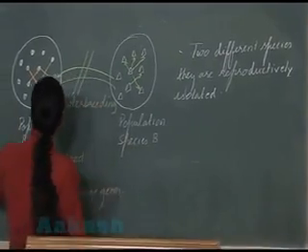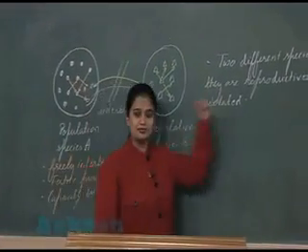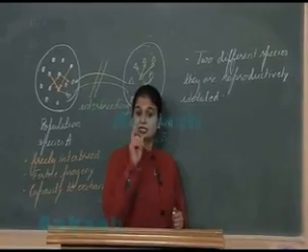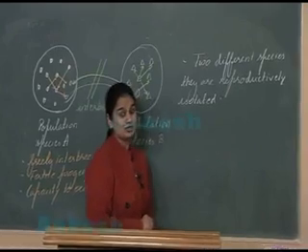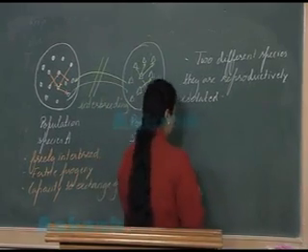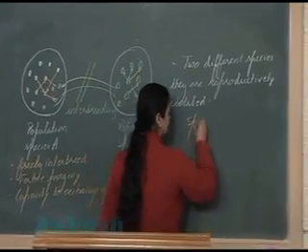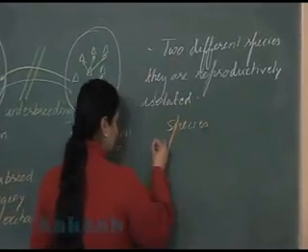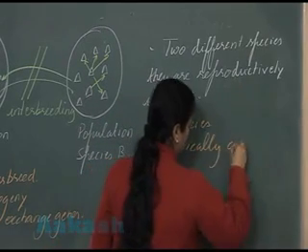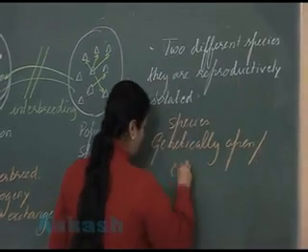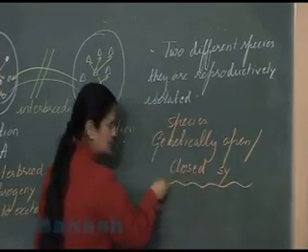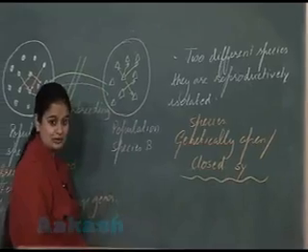Now, on the basis of all this discussion, please tell me whether species is a genetically open system or a genetically closed system. Yes, I am putting one question here. Whether species is genetically open or it is a genetically closed system. What do you think?